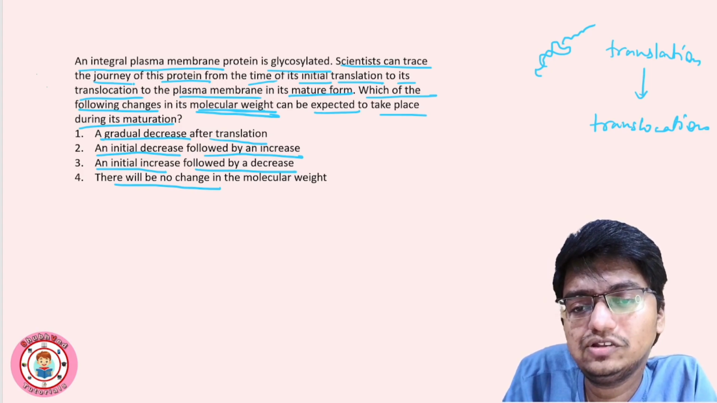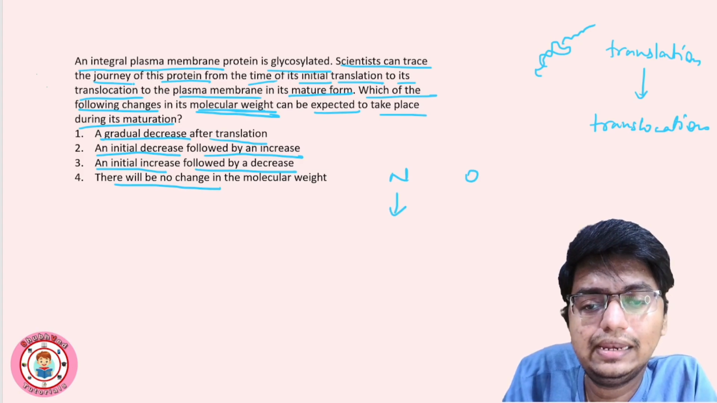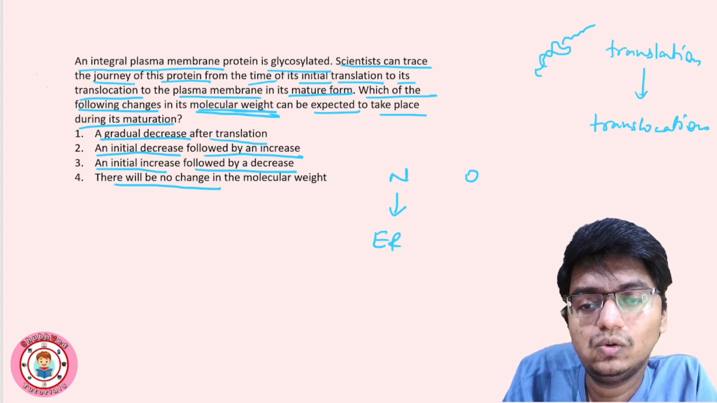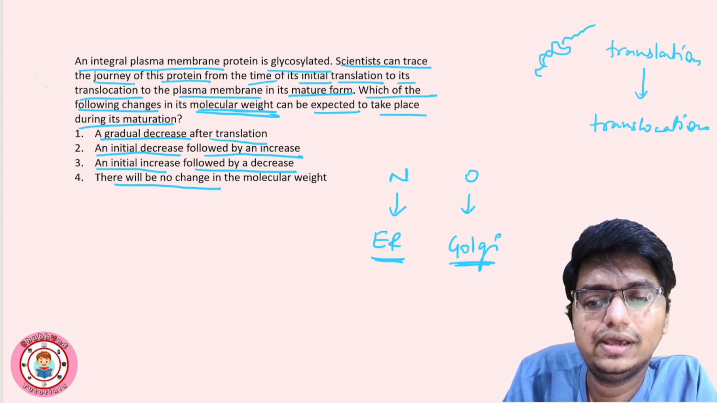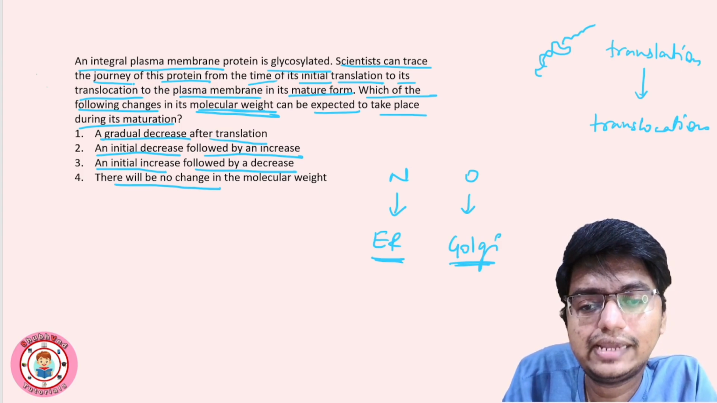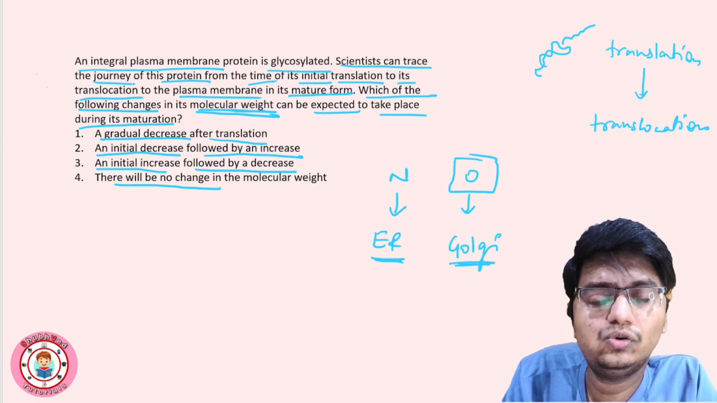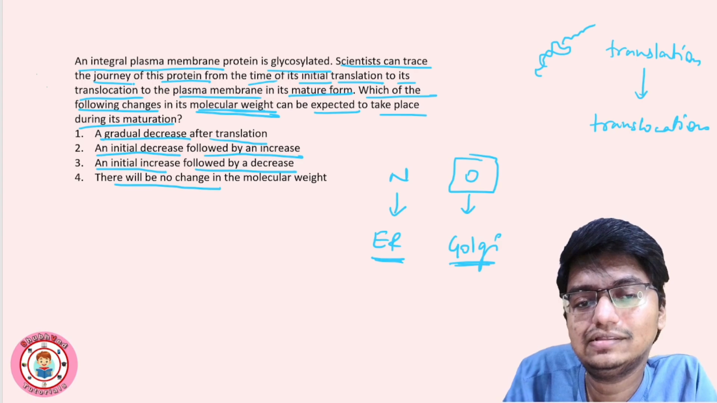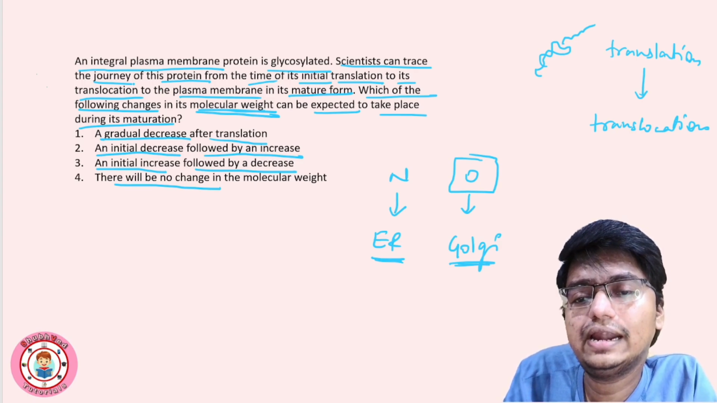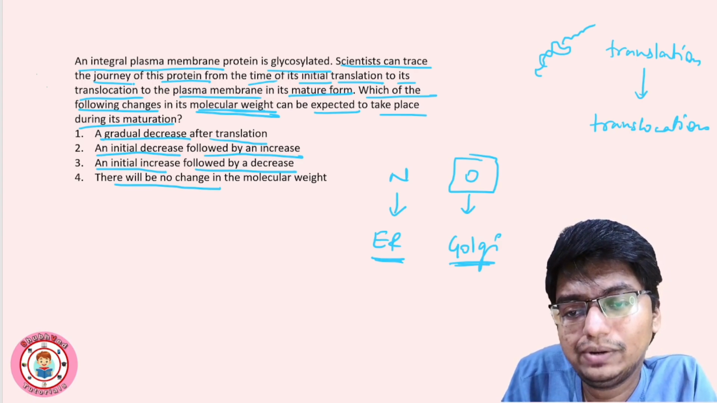So I will tell you, in glycosylation there is N-linked and O-linked. N-linked takes place in the ER. O-linked takes place in the Golgi. Okay, in the ER it happens first, then modification happens in the Golgi, right? So it can be said that in the Golgi, during modification, some sugar molecules are removed, right? So the molecular weight will decrease first, and then complex sugars are added. In the Golgi, complex sugars are added.